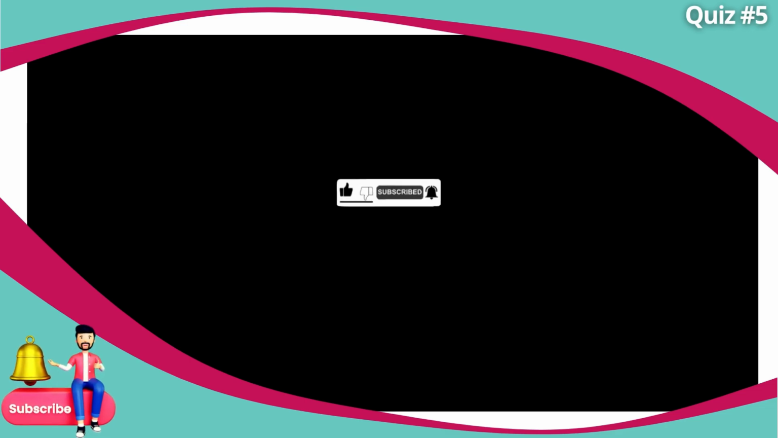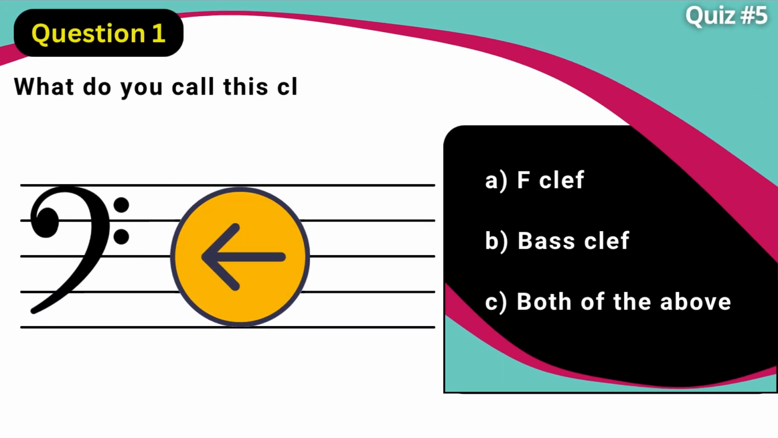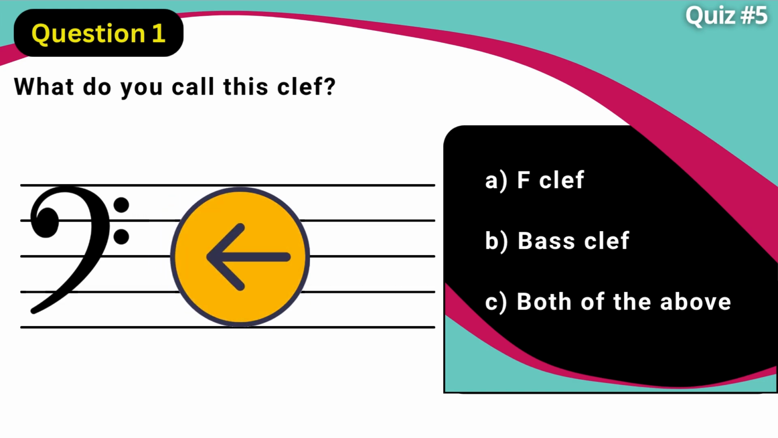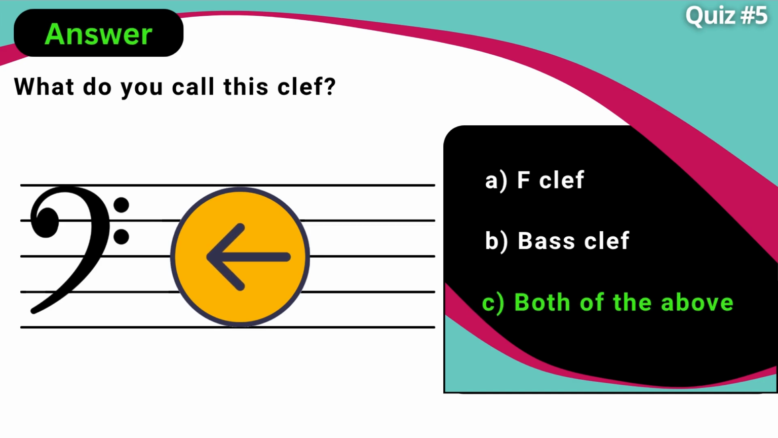Let's get started with quiz number 5. Question number 1. What do you call this clef? A, the F clef, B, the bass clef, or C, both of the above? And the answer is C, both of the above.